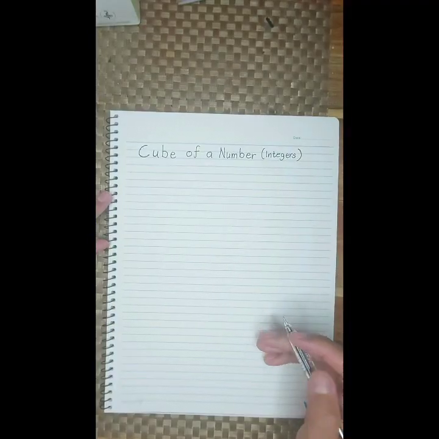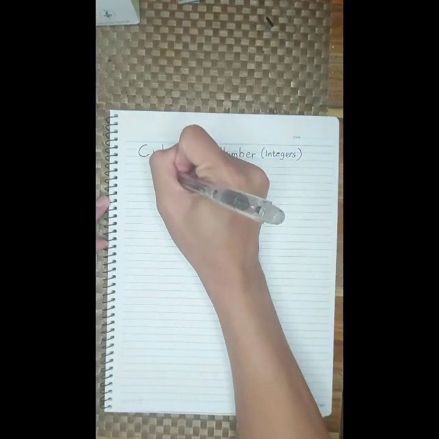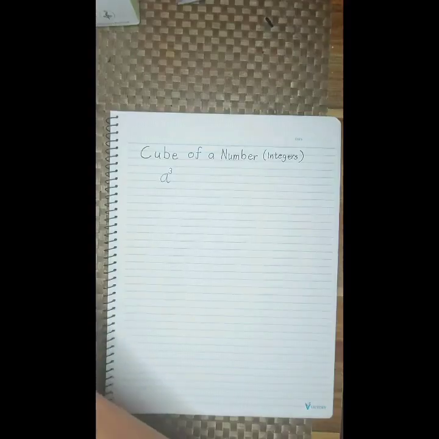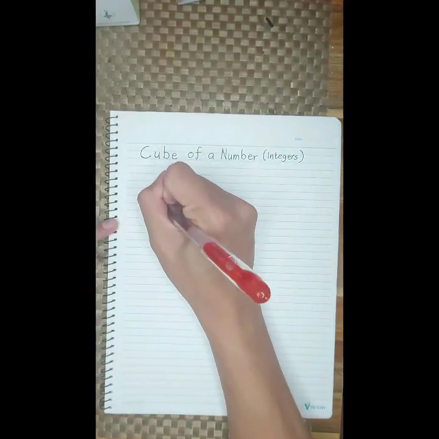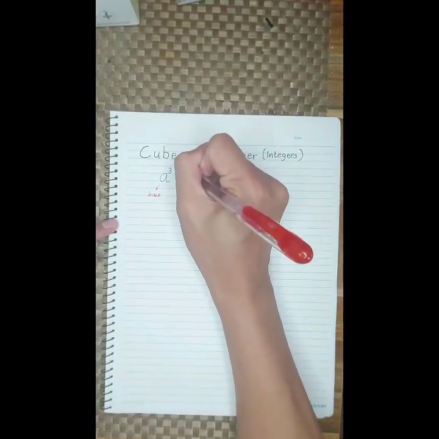Hi, let's have now the cube of a number. Now, when we say cube of a number, we have now a translation of this one. So you have now a cube. Once again, how are we going to dissect this one? This is what we call the base. And this is now what we call the exponent.